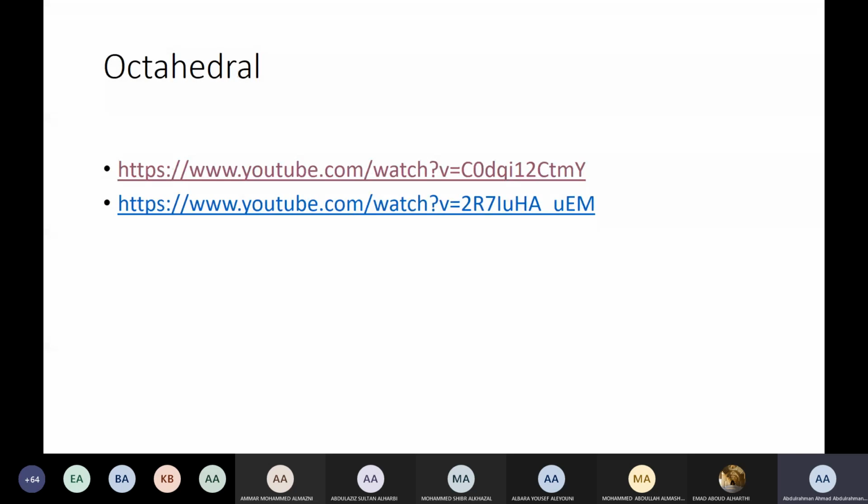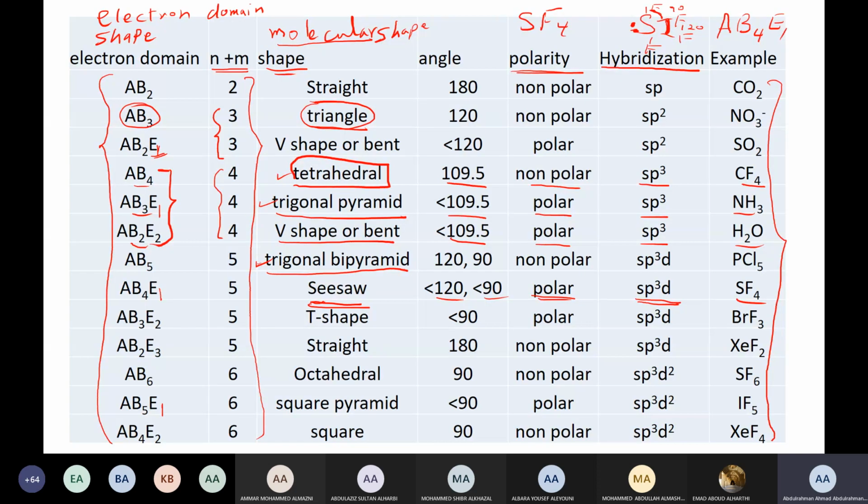For example, if I just write here this molecule, it belongs to what? AB2E0. All right? Okay. And AB2E0, we go back to this table. AB2E0, which is this one. This is AB2, this is E0. This means it is non-polar.